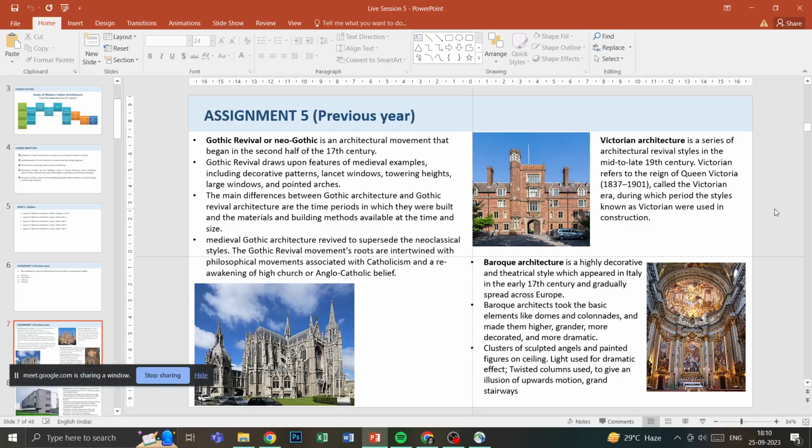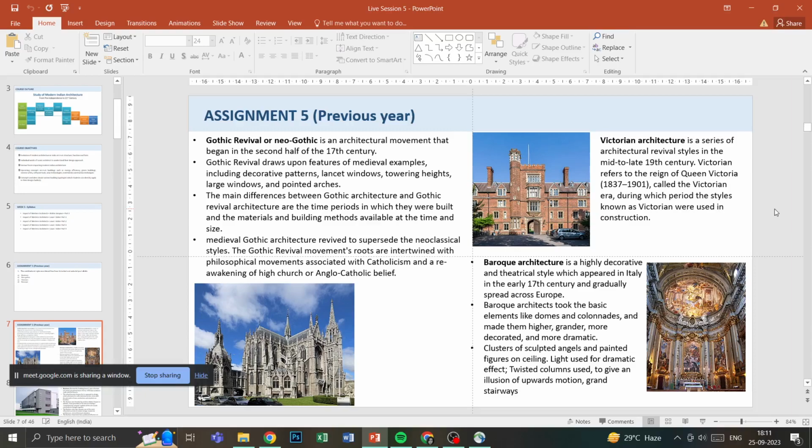So it is not just one style, but around the Victorian era, all the revival styles that were happening were called Victorian style architecture. Even Gothic revival or Neo-Gothic is a part of Victorian architecture.